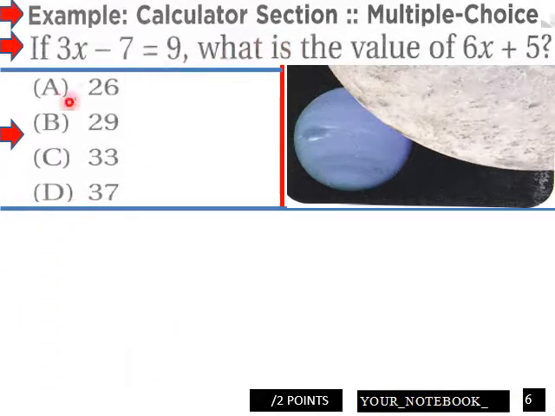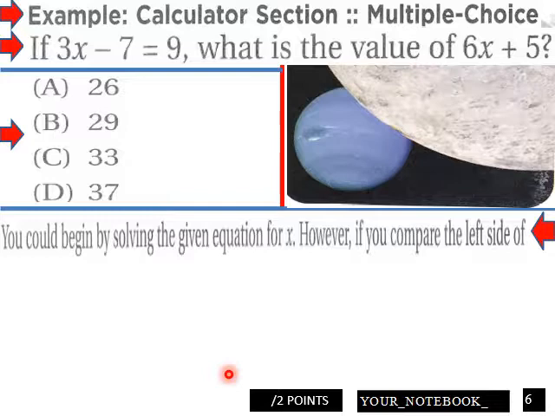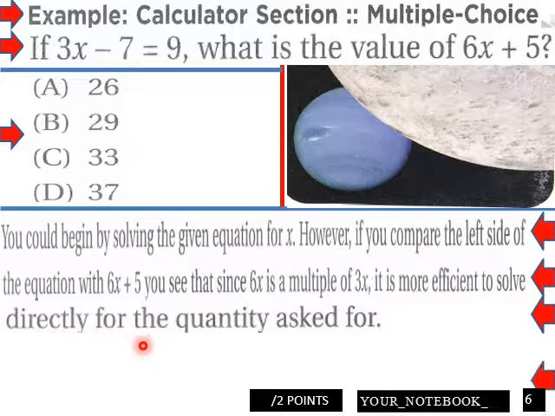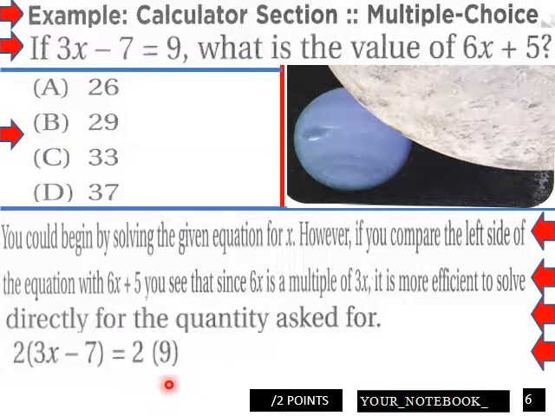Calculator section, multiple choice. 3x minus 7 equals 9. What is the value of 6x plus 5? And here are our possibilities. You could begin by solving the equation for x. However, if you compare the left side equation with that, you see that 6x is a multiple of 3x. It is more efficient to solve directly for the quantity asked for. 2 times 3x minus 7 equals 2 times 9.